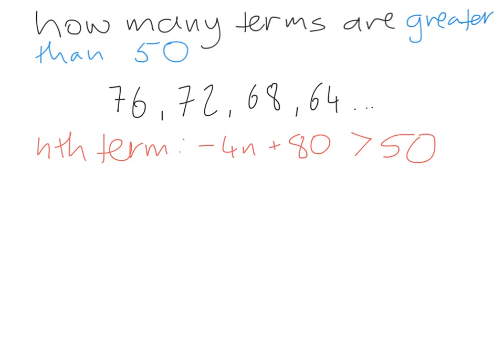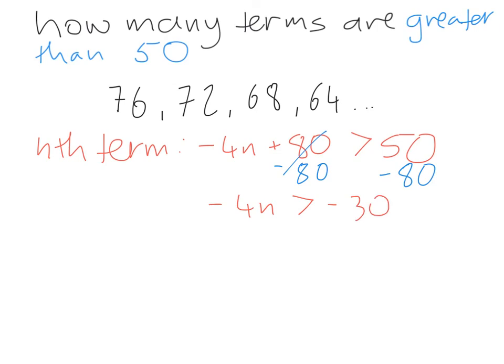Now we need to solve to get the n on its own, and when we solve, we always get rid of the single number first. So the opposite of plus 80 is minus 80. I minus 80 from the left of the inequality sign, and I minus 80 from the right of the inequality sign because I need to always balance the equation. That gets rid of that. And I have minus 4n is greater than minus 30.